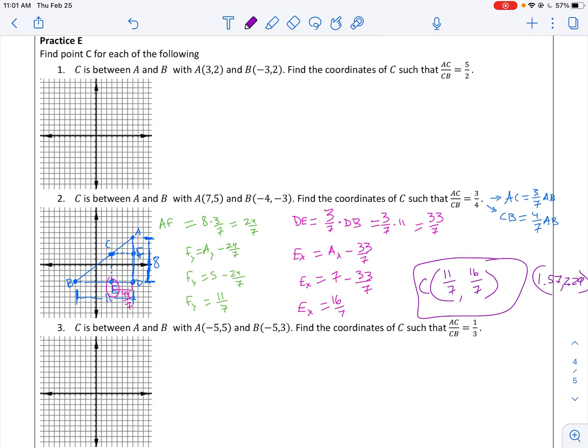So that's basically what's going on. Figure out the distances. Use your ratio to help you get the right distances there. You can figure out your coordinates. Weird assignment, weird things, but good luck.